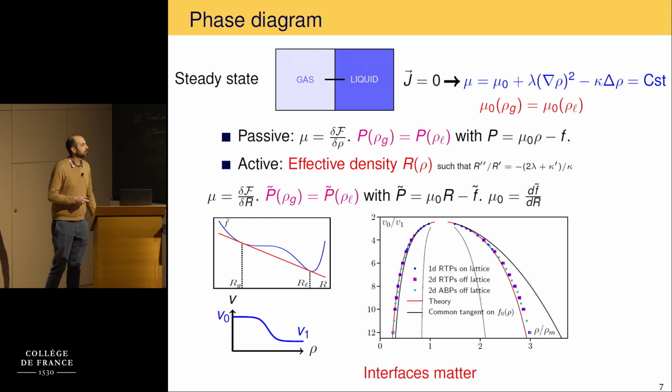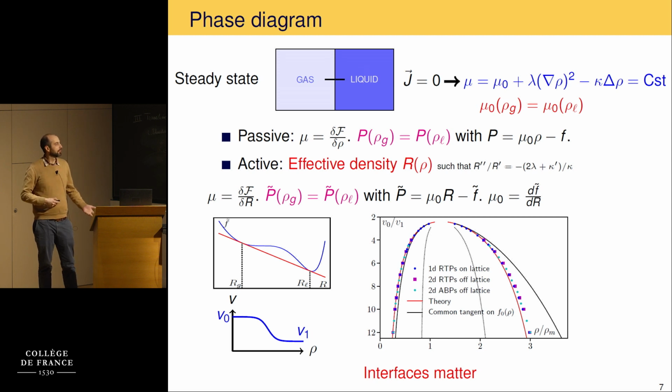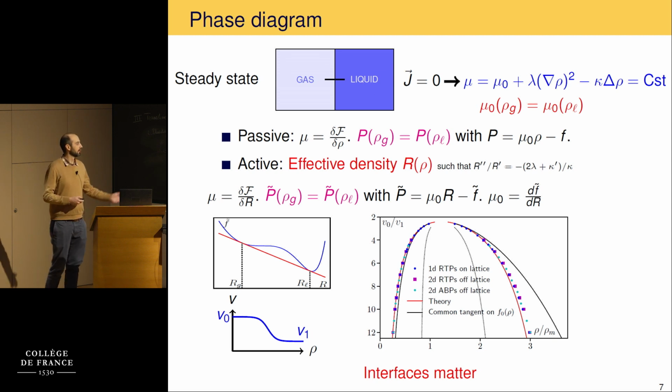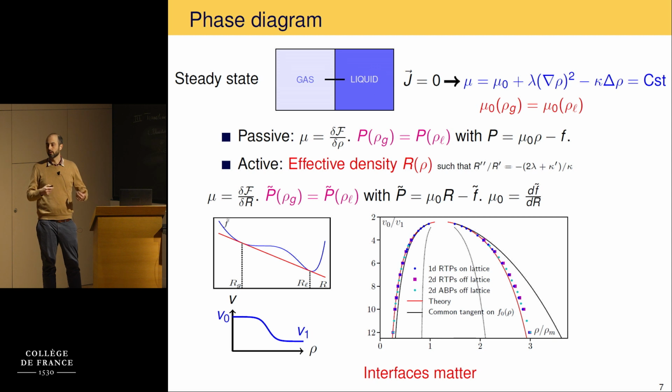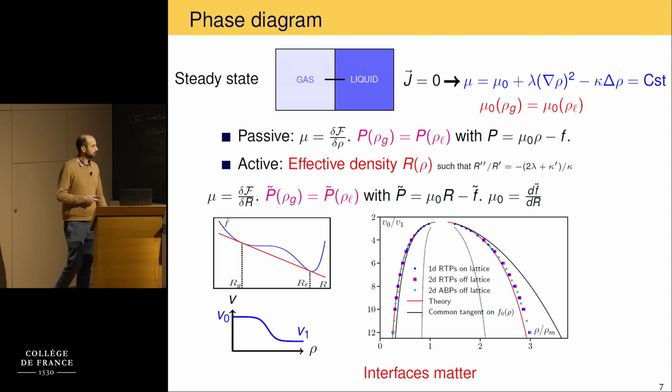So for now, we have a very conventional phase separation with the same phase diagram as Jean-François has shown you in the lectures just before. Except one difference is that here the interfaces are important for the phase diagram. So that's very different to what we are used to in equilibrium, where the interface makes a negligible contribution to the free energy and has no effect on the phase diagram. And so here it does.